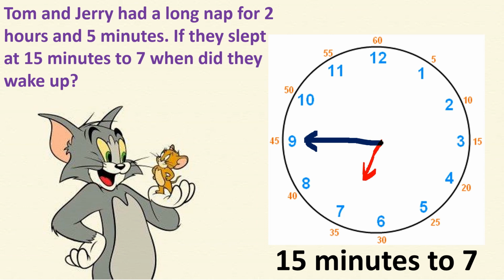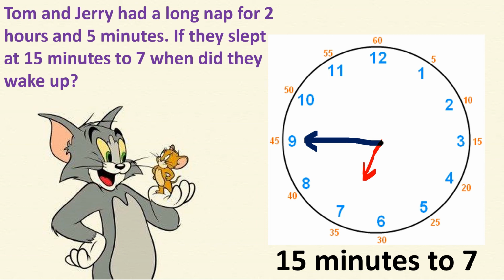Tom and Jerry had a long nap for 2 hours and 5 minutes. If they slept at 15 minutes to 7, when did they wake up? First, we have to go to the hour hand and move it 2 hours. The 15 minutes to 7 becomes 15 minutes to 8. Next, 15 minutes to 9. We have to add 5 minutes to this.